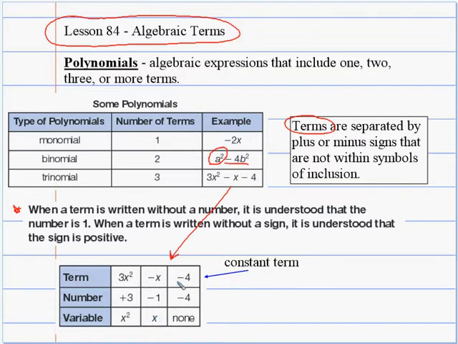The last term is negative 4. The number part is negative 4, and there is no variable part. That is a constant term. It means that value will always be negative 4. Okay, the variable makes the term value change, and since there is no variable, it's a constant term.